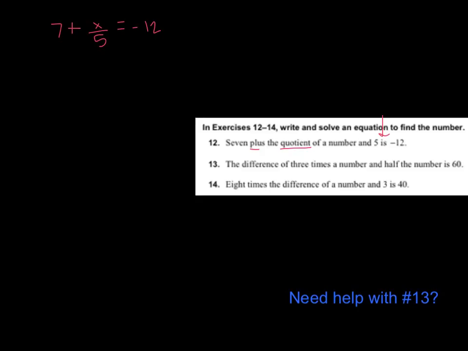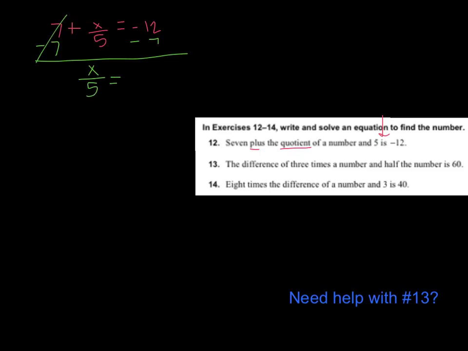Okay, so this problem looks different than the problem we did at the beginning. Notice that this division is only the x is being divided by 5. So the 7 being my constant, since it's not stuck on top of that fraction, I'm going to go ahead and move my constant first. So I have a positive 7, and the inverse of that would be to subtract 7. So I'm going to subtract 7 from both sides. That's going to cancel. I'm going to bring down my x over 5, and then negative 12 and negative 7.